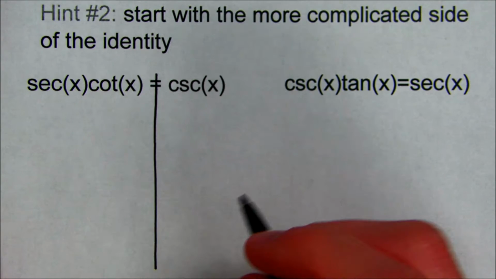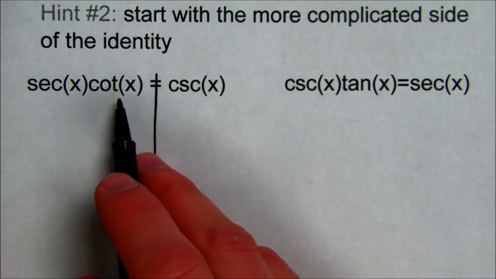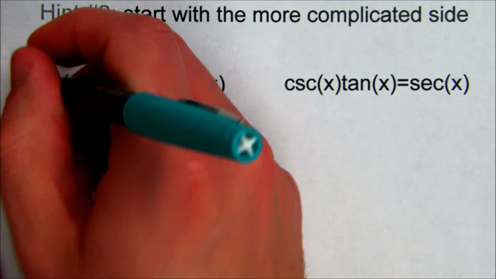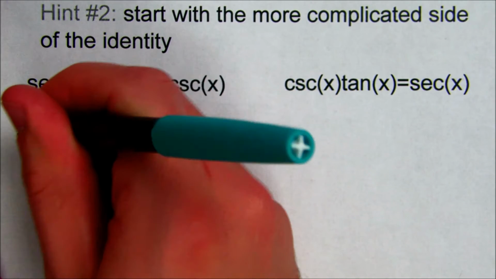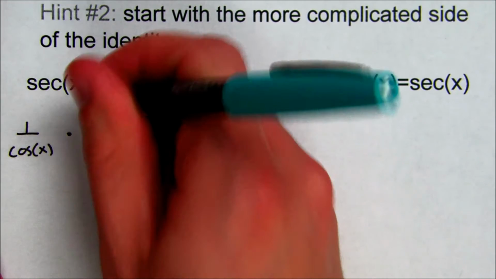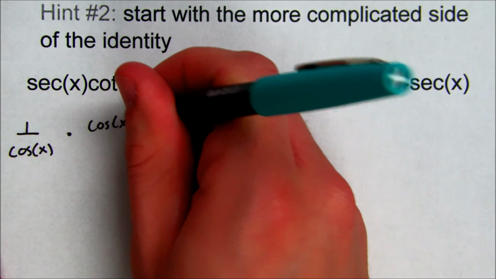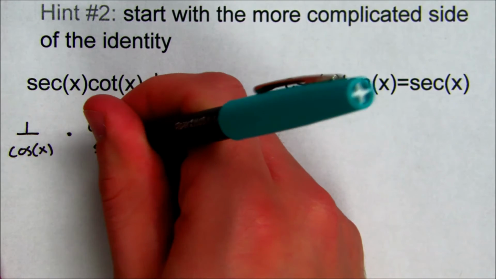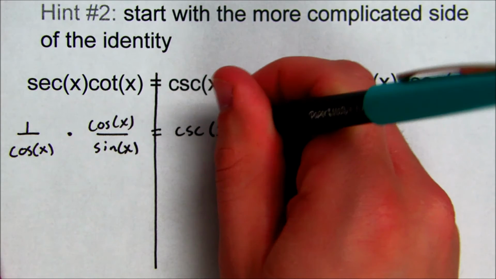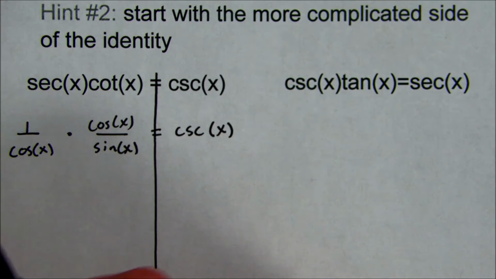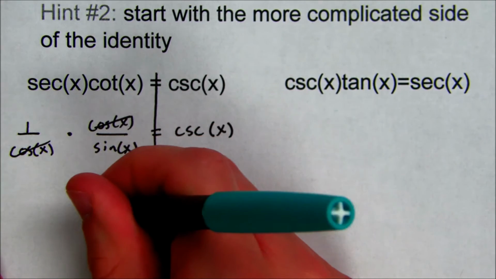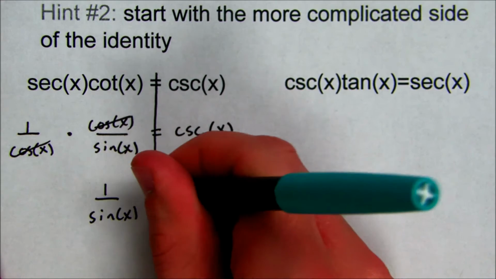So let's see, I'm going to go back to hint 1 on this. I'm starting with the complicated side, so I'm going to rewrite these in terms of sine and cosine. I know that secant is the same as 1 over cosine x, times cotangent, which is cosine x over sine of x. And ultimately we want to get it to be cosecant. I've got cosines that can cancel, so what I get is 1 over sine of x equals cosecant of x.